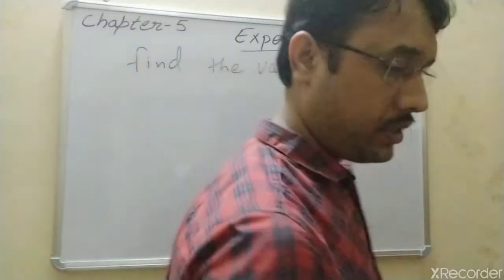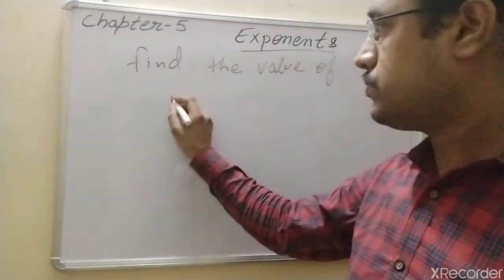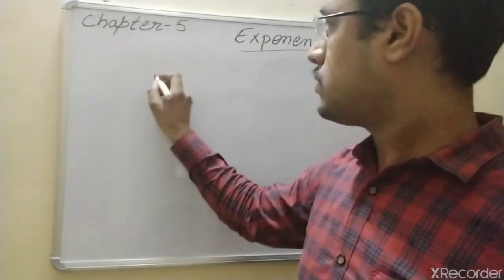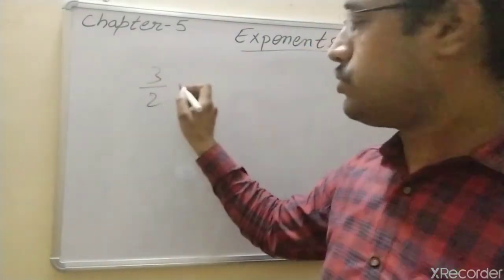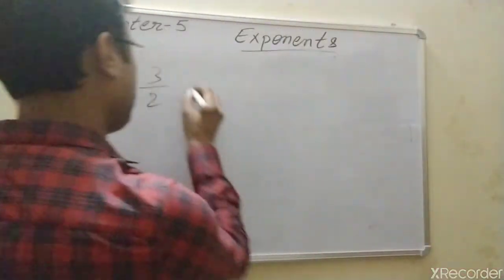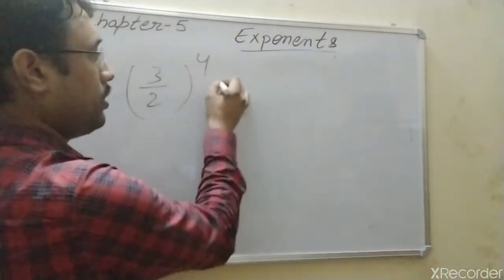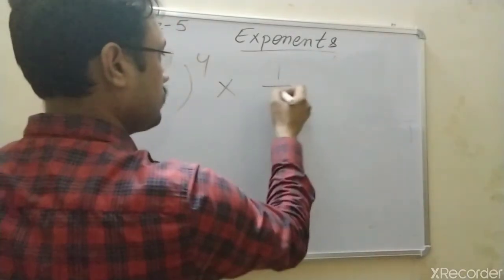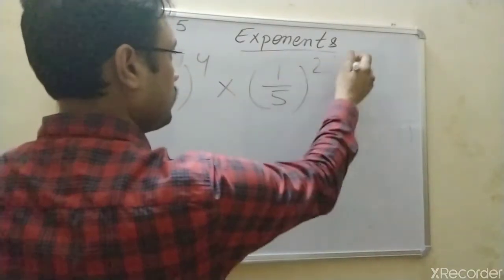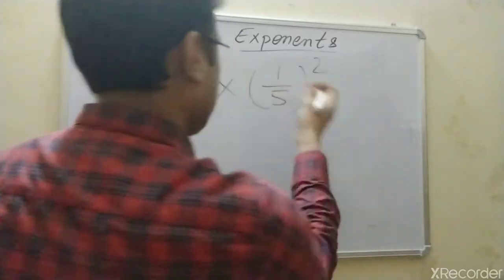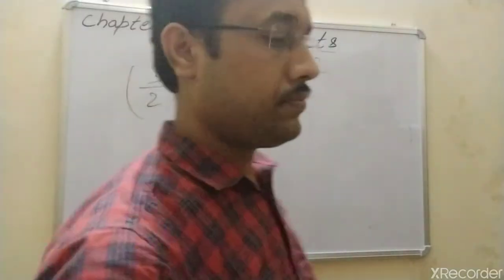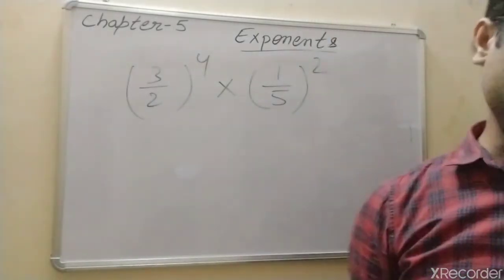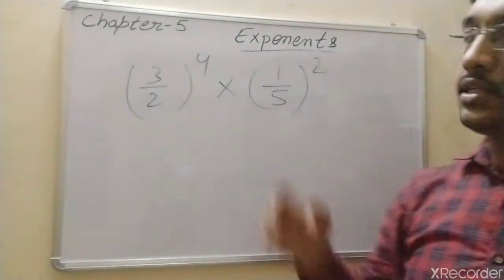The question is given this 3 by 2, this also be 1. Question is written 3 by 2 to the power 4 into 1 by 5 whole square. Find that, express them as a rational number. Simplify them. Find the simple value of this. Simplify them and write the result as a rational number.